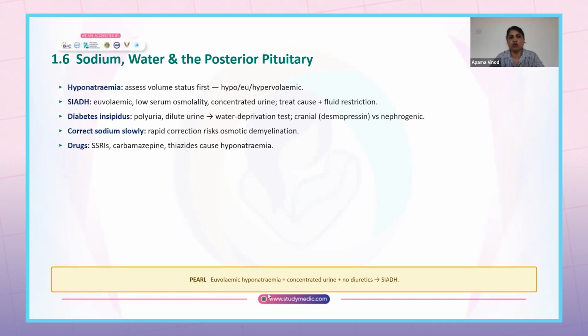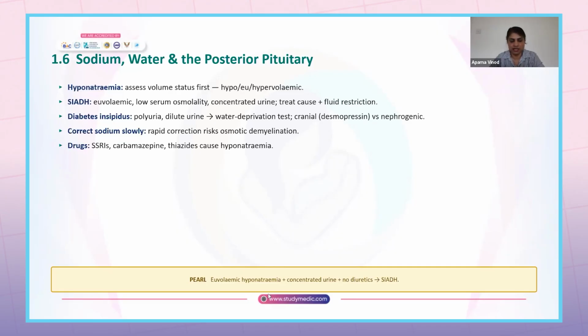Now coming to euvolemia. So you feel the patient is euvolemic, but the sodium is still low. Now you need to check osmolality. You need to check serum osmolality, urine osmolality, and urine electrolytes as well, urine sodium and potassium. So remember, in syndrome of inappropriate secretion of ADH, there will be low serum osmolality, and there will be concentrated urine. The urine osmolality will be greater than 100 to 300, and the serum osmolality will be less. So you need to treat the cause of SIADH.